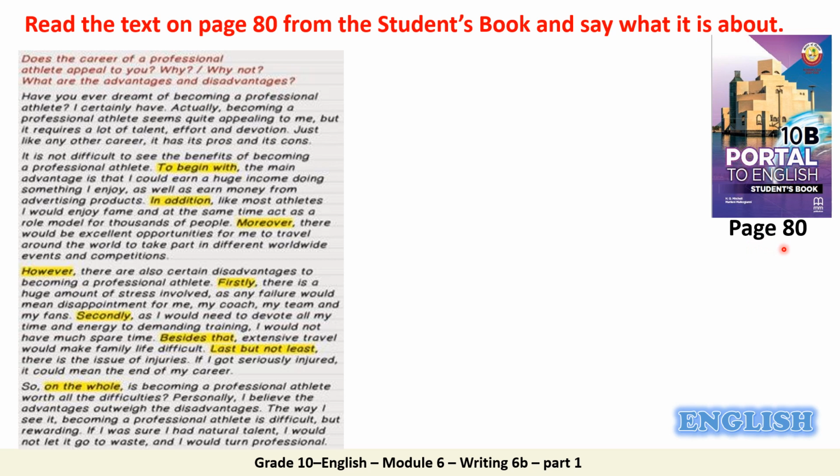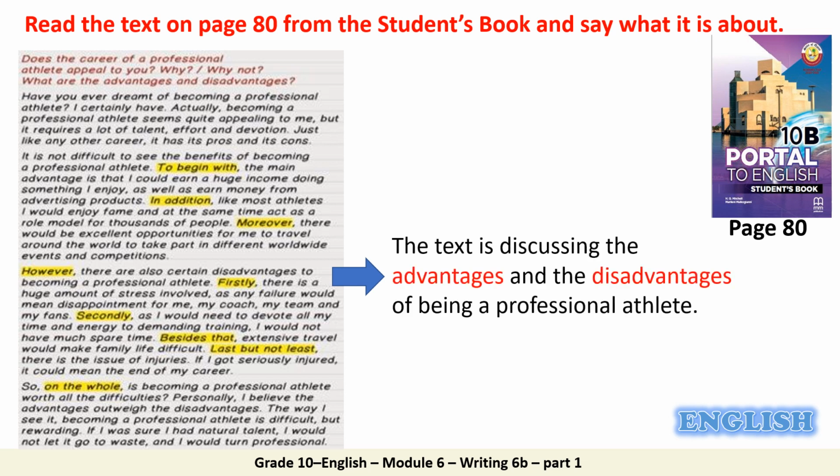Dear students, it's time to open the student book on page 80. I want you to read the text and say what it is about. Pause the video and we will come back. Alright, so what is the main idea of the text? Excellent. The text is about discussing the advantages and the disadvantages of being a professional athlete.